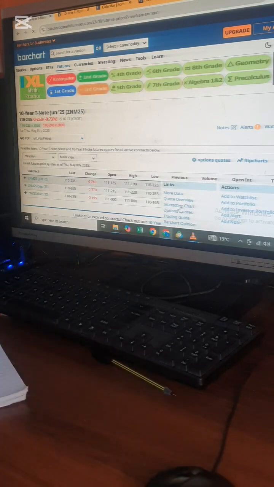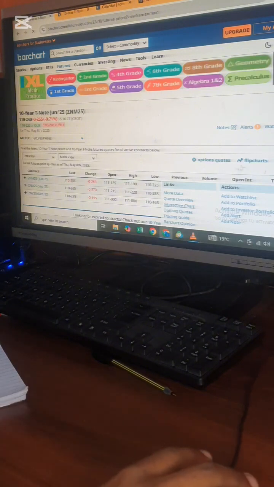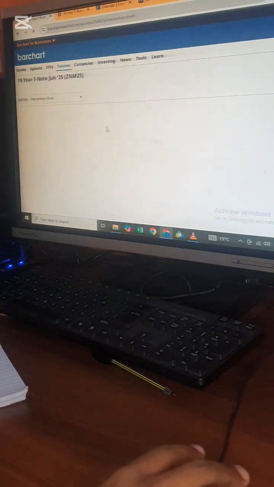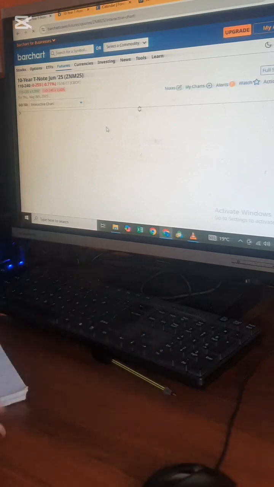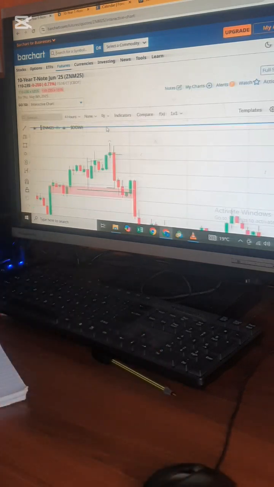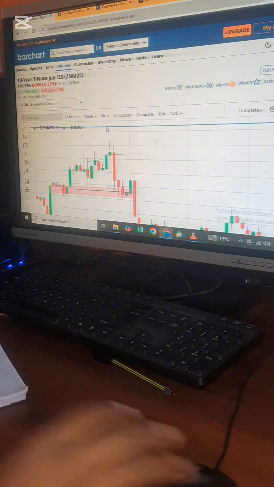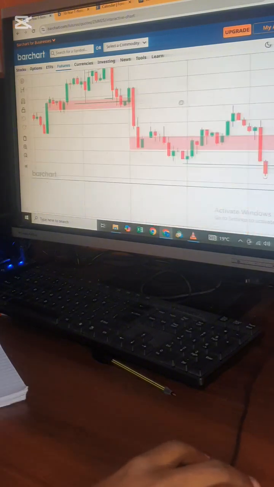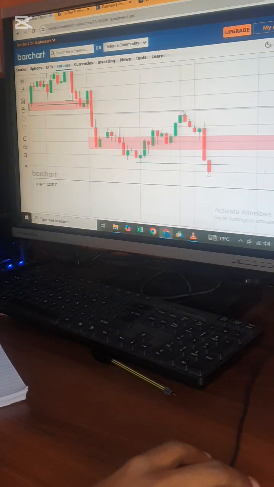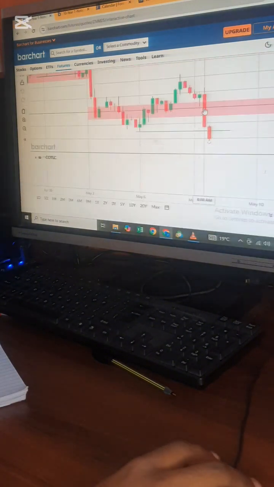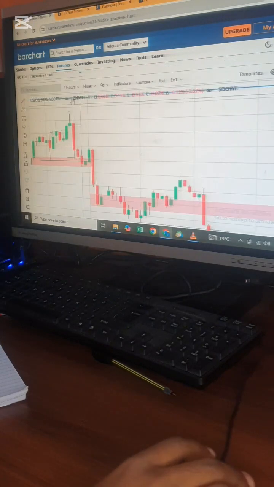You can look at the 10-year note. So here you select the one with more volume. As you can see, I selected the first one because it has more volume. This is where institutions, maybe the commercials and non-commercials, take the buys and sells. Because you see, it was a sale, the price was supposed to go down.